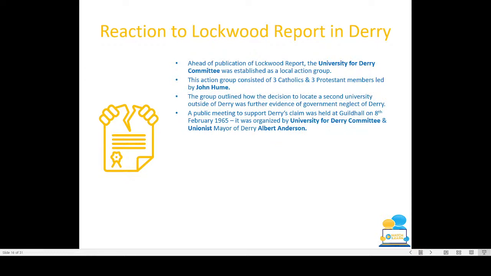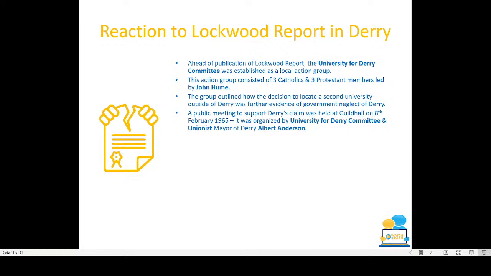So the group outlined how the decision to locate a second university outside of Derry was further evidence of government neglect of Derry and therefore government neglect of the nationalist and Catholic community in Northern Ireland. That's a really powerful point there, that this was actual physical evidence that the nationalist community was being neglected and isolated in Northern Ireland. So a public meeting to support Derry's claim was held at Guildhall in Derry on the 8th of February 1965. It was organised by the University for Derry Committee, so 3 Catholics, 3 Protestants led by John Hume, and Unionist Mayor of Derry, Albert Anderson.